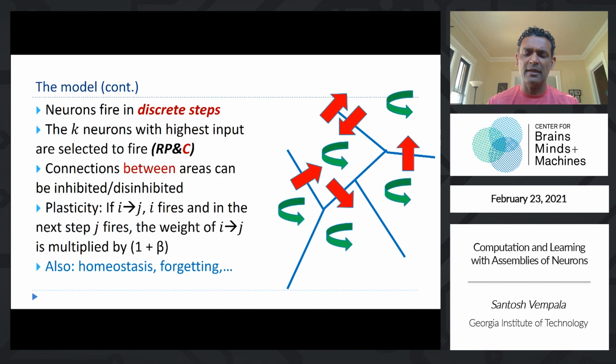Homeostasis is just the idea that every neuron will keep the sum of all its incoming weights held constant or bounded, upper bounded, so that things don't explode. And forgetting refers to the idea that at some slow rate, all synapse weights will decay. So unless reinforced a lot in some period, you'll forget, meaning you'll go back to resting state.